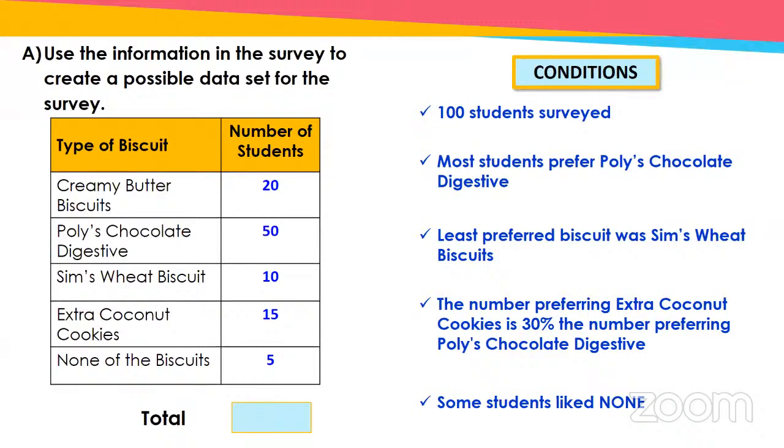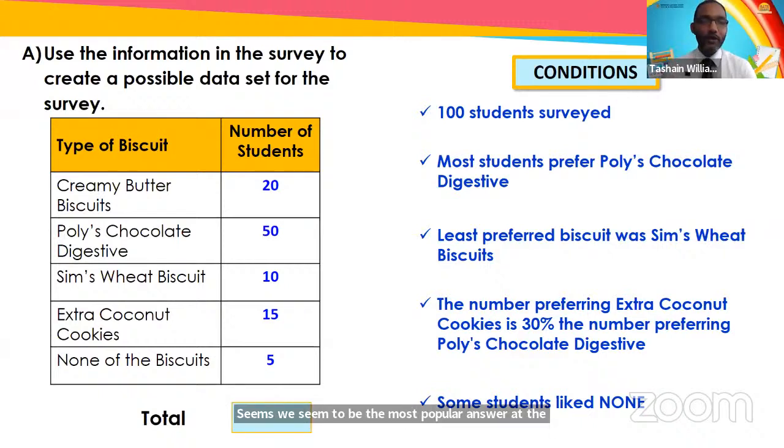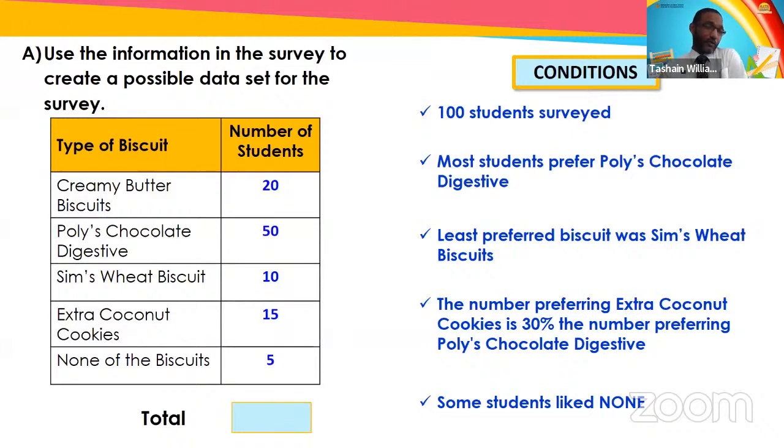All right, so in the chat, I am seeing Sims Wheat, extra coconut. Sims Wheat seems to be the most popular answer at this point. All right, so, boys and girls, I want to bring your attention to something. The one that says none of the biscuit, that's not a type of biscuit. It is telling us five students don't like any of the four biscuits above.